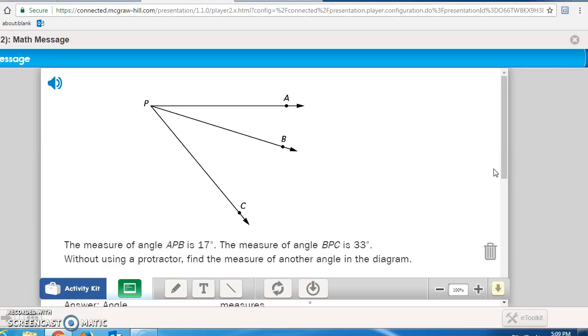Go to the file and get out Math Masters, page 244. Pause the recording and go get that quickly, please. The directions on this half sheet of paper say, the measure of angle APB is 17 degrees. The measure of angle BPC is 33. Without using a protractor, find the measure of another angle in the diagram.